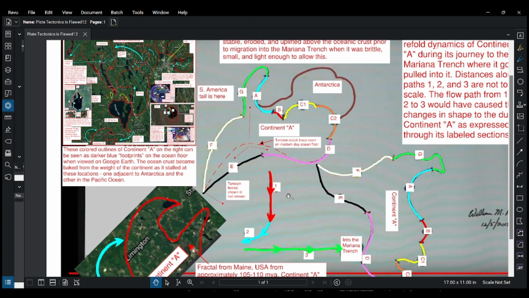So you can see there's this great rhyme and reason with my model, as opposed to plate tectonics, which says that there are just these random convection currents that drag continents along in very random directions at random times. So that's the difference between the 2 models.